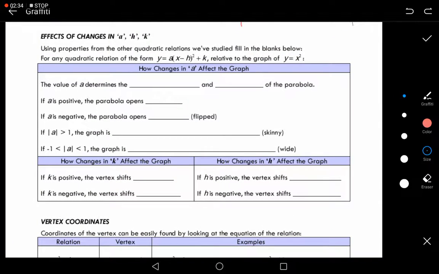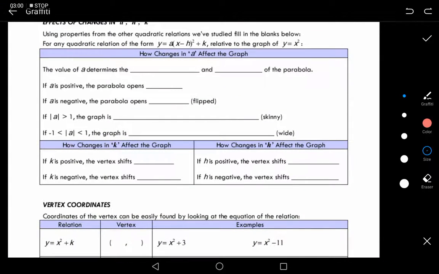Using properties from the other quadratic relations we've studied, fill in the blanks below. For any quadratic relation in this form, relative to the graph y equals x squared. And all that means, the relative to the graph y equals x squared, is the transformations applied to that base function. Okay, so how changes in A affect the graph? So like I said, this is a great summary note for you. So make sure you're filling it in.